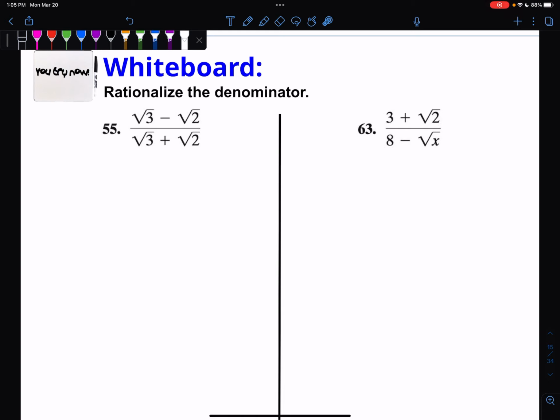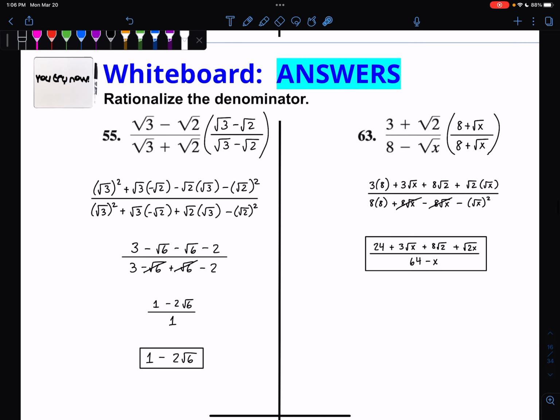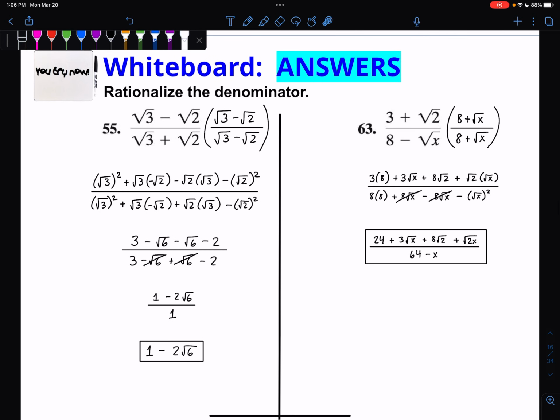All right, thanks for coming back. So you should be doing these two problems when you write out these problems. One of these does simplify quite nicely. The one on the left, you get 1 minus 2 square root 6. The one on the right does not really simplify as nice, but it is fewer steps because you can't really combine like terms for much.